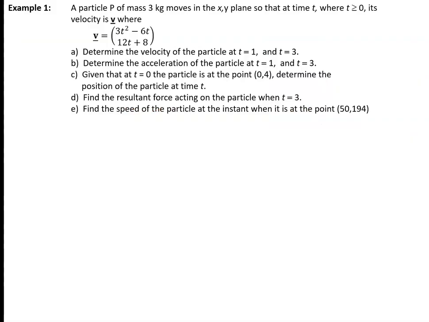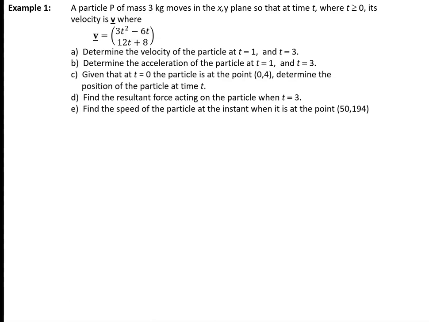For our first example, we have a particle P of mass 3 kilograms that moves in the xy plane so that at time t, where t is greater than or equal to 0, its velocity is v, where v is the vector whose x component is 3t squared minus 6t, and whose y component is 12t plus 8. The first thing we're being asked to do is determine the velocity of the particle at t equals 1 and t equals 3. Well, that's easy.